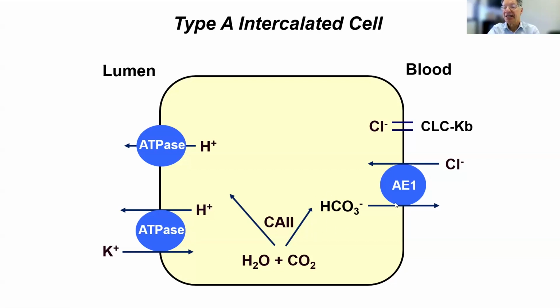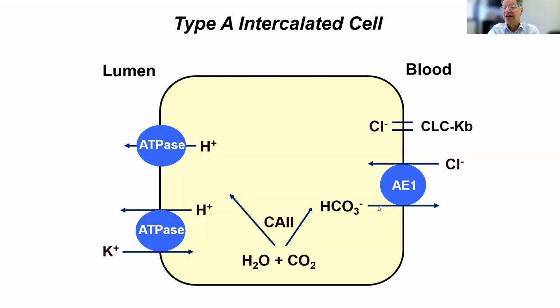The bicarbonate doesn't leave on NBCE1A, it leaves on another transporter. It's a related family member, but it's not NBCE1A, and it's not sodium coupled. It's called AE1, anion exchanger 1. This is actually the band 3 protein. 60% of the protein in the red cell membrane is AE1. This is a slightly different N-terminal variant, but it's the same transporter, and it exchanges one chloride for one bicarbonate. So these charges are equal, so it's electroneutral.